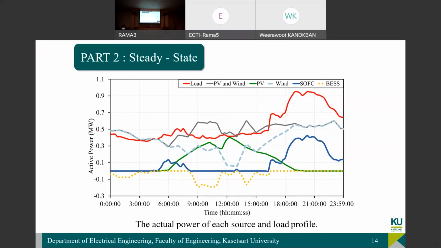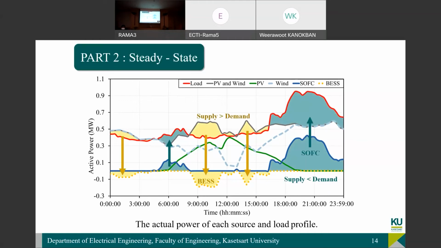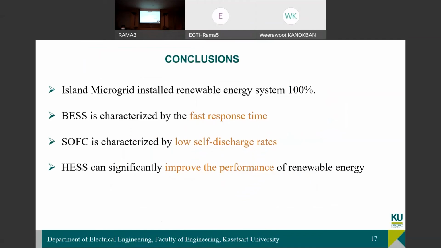The results show that when the load is higher than the supply, the SOFC will supply power to compensate for the mismatch. And when there is oversupply, the BESS will charge power into the battery energy storage system.